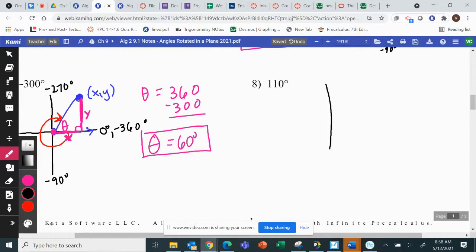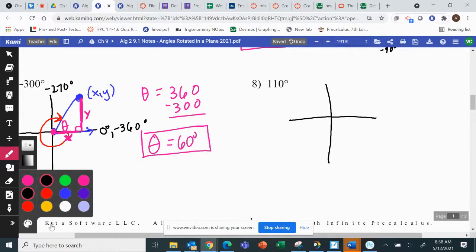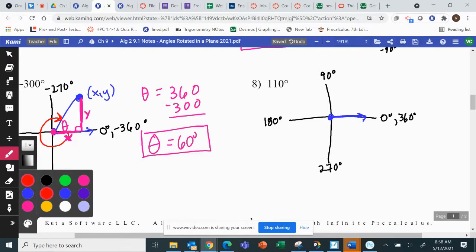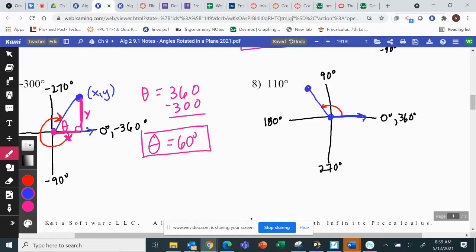So 110, draw your initial side. 110 degrees is positive, so I'll go ahead and label these. 90 degrees, 180 degrees, 270 degrees, 360. I don't even need to go that high, but that's okay. And I'm going to rotate 110, and I'm going to do it positive, so it's going to go past 90. And that's where my terminal side stops.